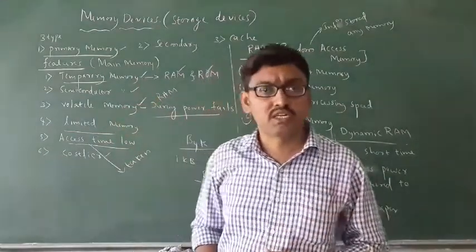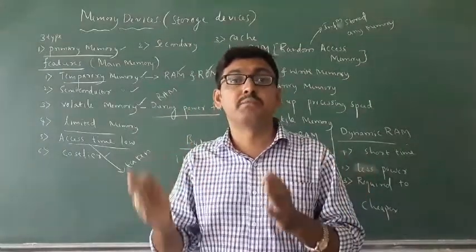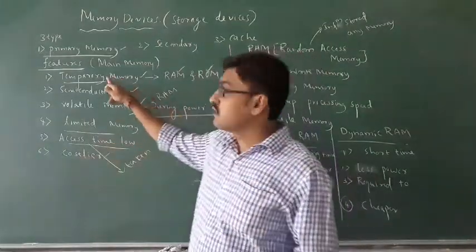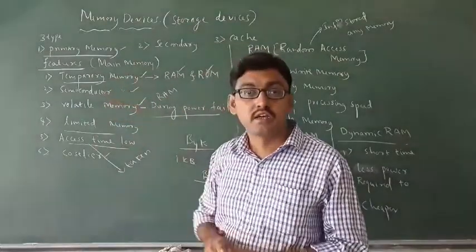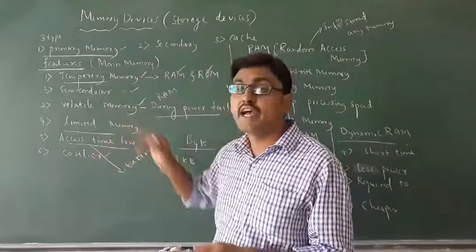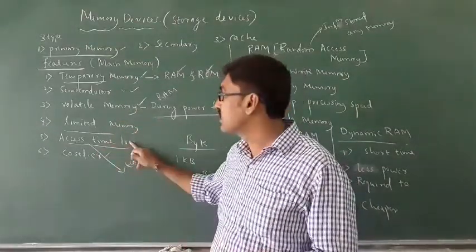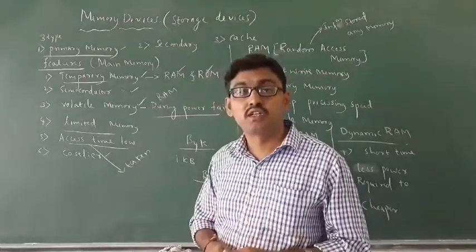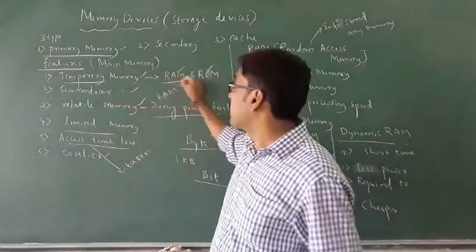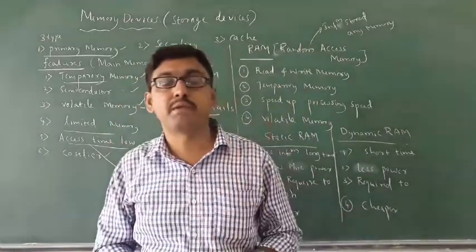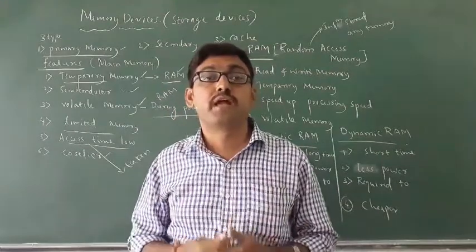Last year a 5 marks question was asked: write the features of primary memory or write the features of main memory. See, features: it is a temporary memory, then it is a semiconductor memory, then it is a volatile memory. Okay, then it is a limited memory, then the access time is very low. These are costlier. The example for primary memory is RAM and ROM. These are the features of a primary memory.